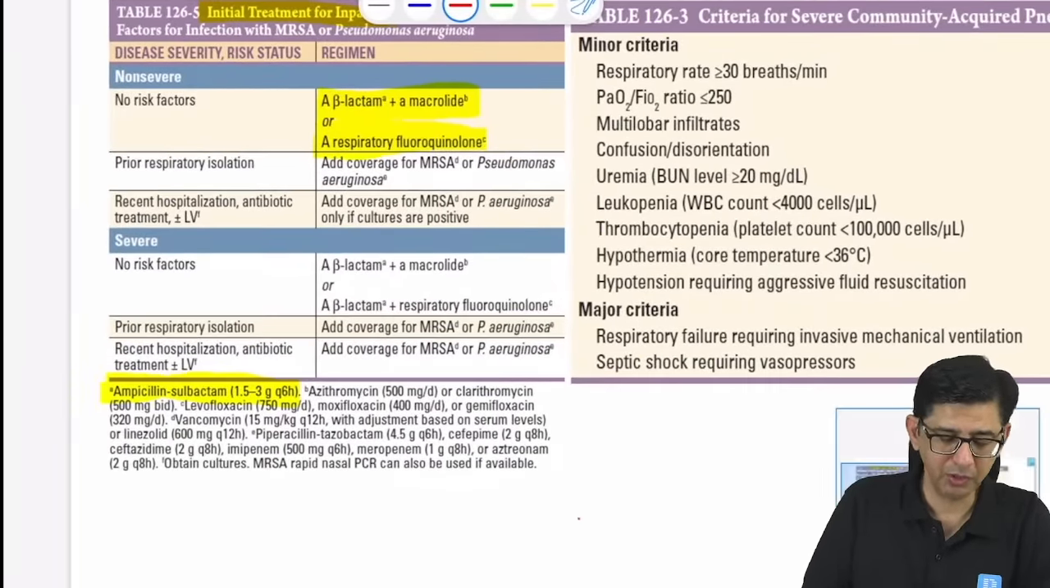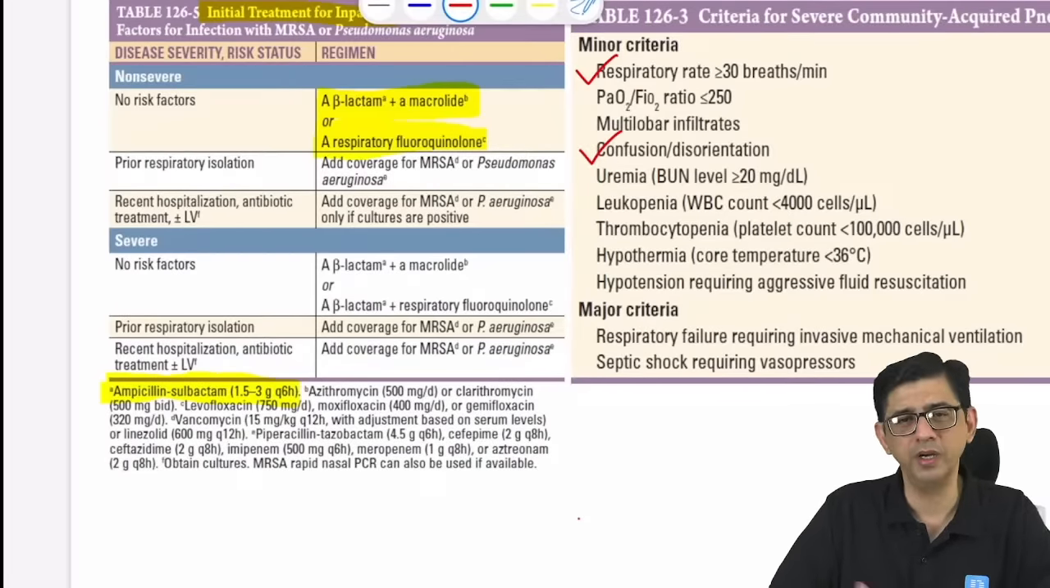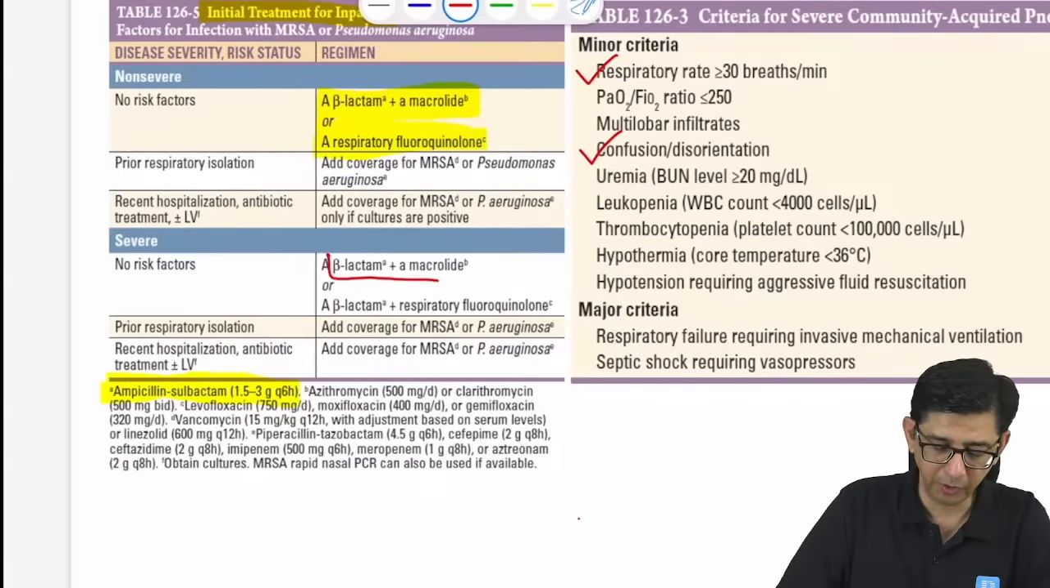Since this patient has not had any recent admission, though there is fast breathing in this guy, there is a confusion or disorientation that is documented. So I'm talking about a severe case, and in a severe case we use a beta-lactam and a macrolide, or we can use a beta-lactam plus a respiratory fluoroquinolone.